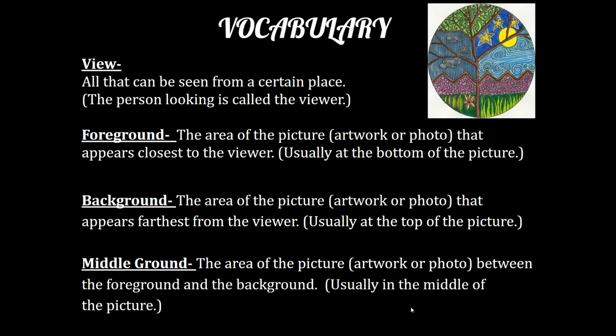We've got three vocabulary words that are parts of a picture. The first is foreground. That's the area of the picture, artwork, or photo that appears closest to the viewer, usually at the bottom of the picture. The background is the area of the picture, artwork, or photo that appears farthest from the viewer. It's usually at the top of the picture.